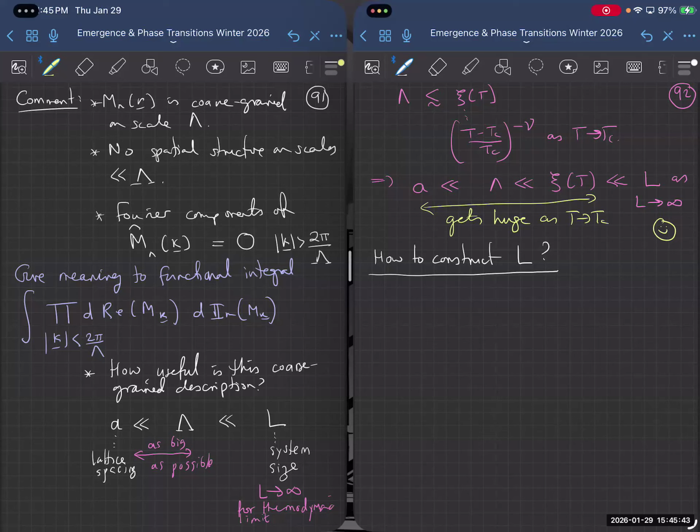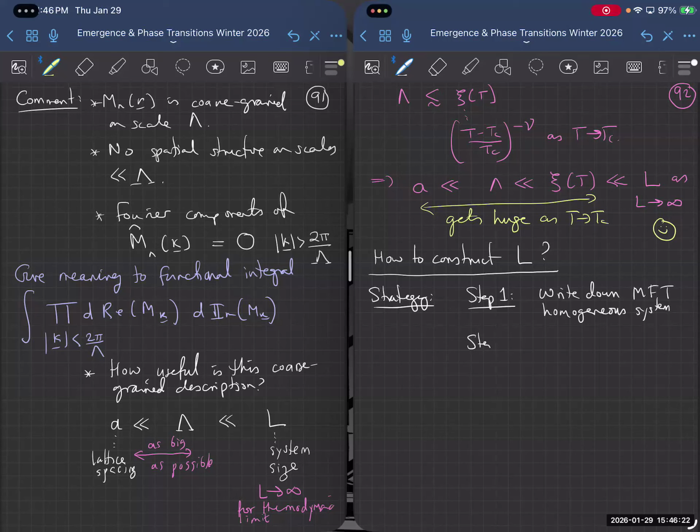Probably won't finish it today. I'm going to show you a very simple argument for this. So let's talk about the strategy for doing it. So what we're going to do is, in step one, we write down the mean field theory for a homogeneous system, meaning homogeneous in space.